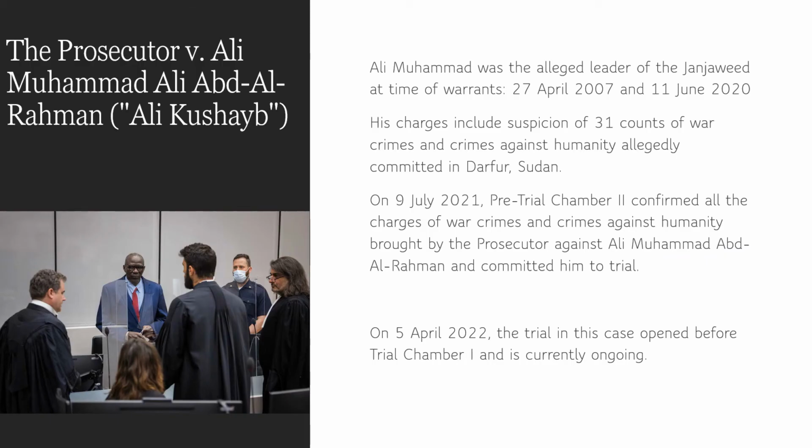In the case of the prosecutor versus Ali Muhammad Ali Abda al-Rahman, this case relates to the atrocities that have been taking place in Darfur, Sudan. Ali Muhammad was allegedly the leader of the Janjaweed at the time of his warrant, 27 April 2007, and of his other warrant, 11 June 2020. His charges include suspicion of 31 counts of war crimes and crimes against humanity allegedly committed in Darfur.